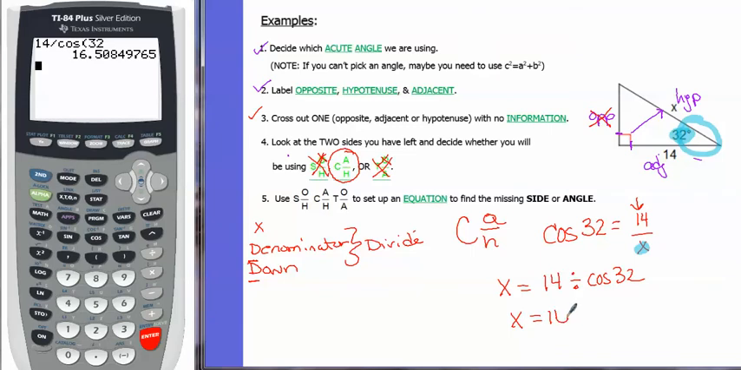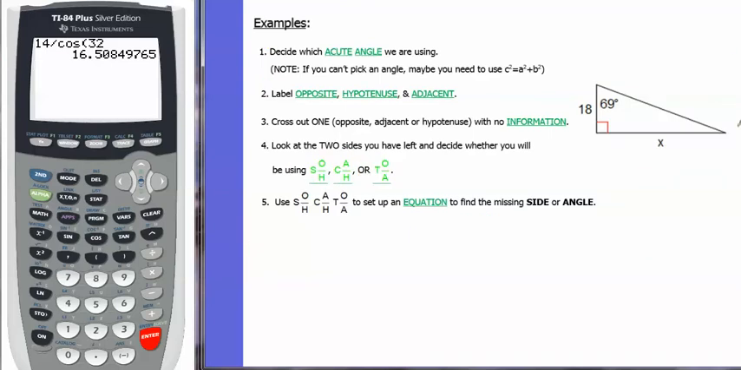x equals 16.5. Now lucky for me, 16.5 would be my hypotenuse, and so far it's bigger than 14. So I'm just using some number sense to know that that's going to be my longest side. So let's look at our next example.